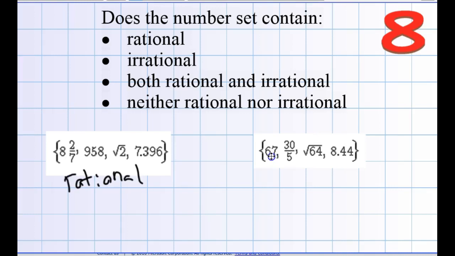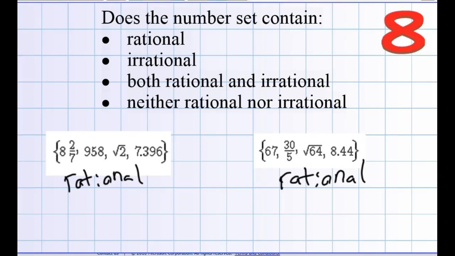Here we have a whole number, we have a fraction, we have a perfect square, and we have a number that ends. So this one is also rational. So both of these sets contain only rational numbers.